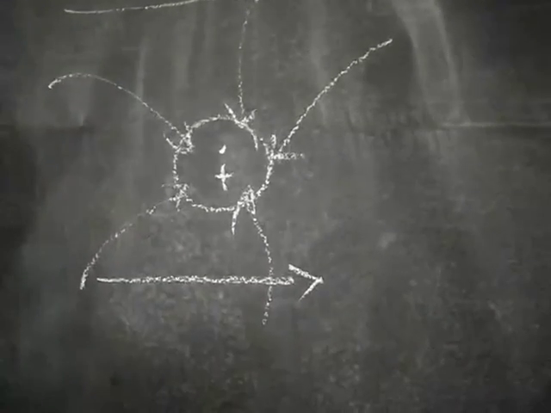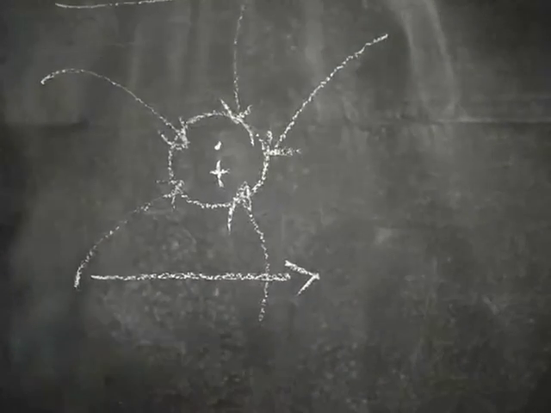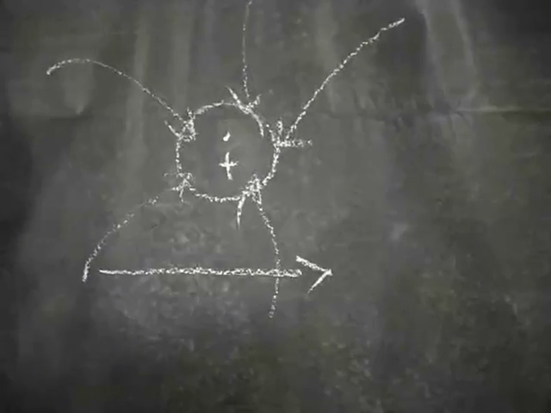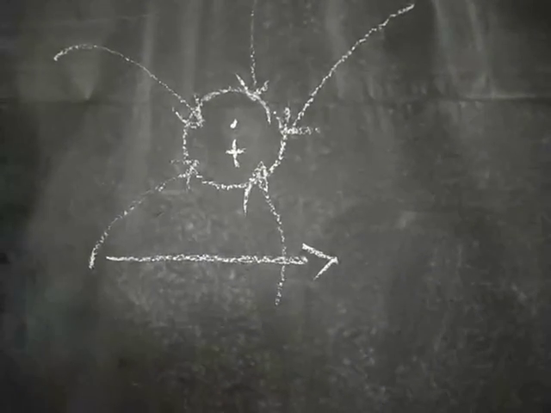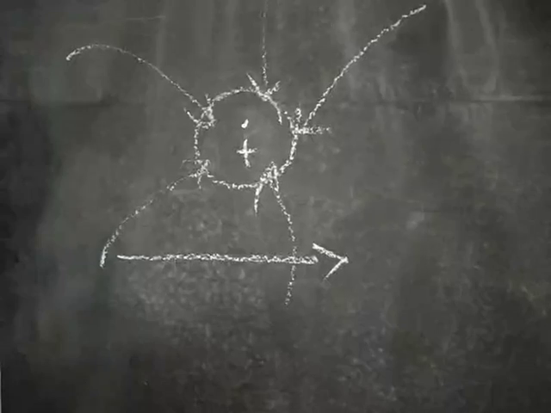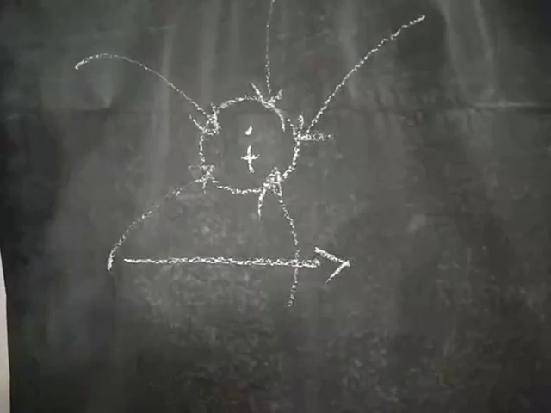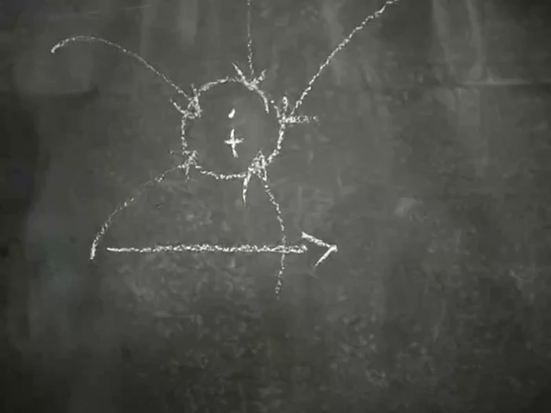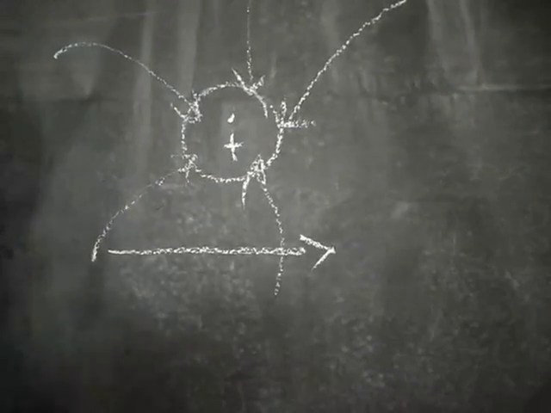So what is the definition for electric field? The electric field lines of force are straight or curved paths along which a unit positive charge tends to move in the electric field.